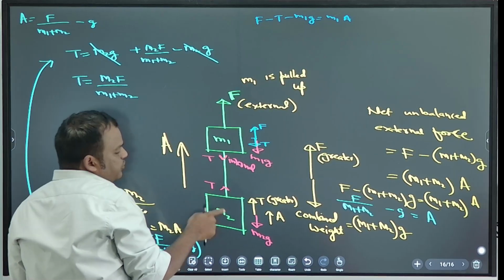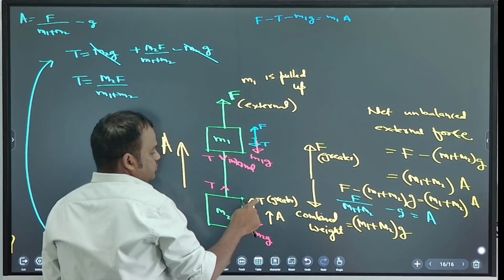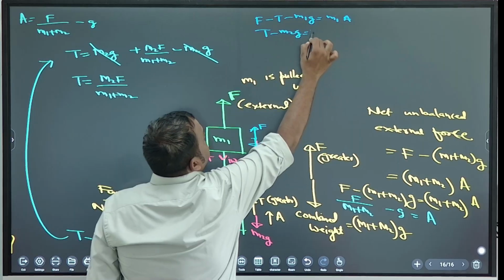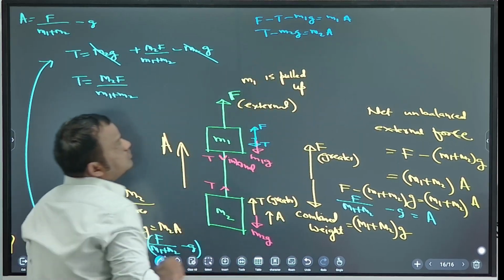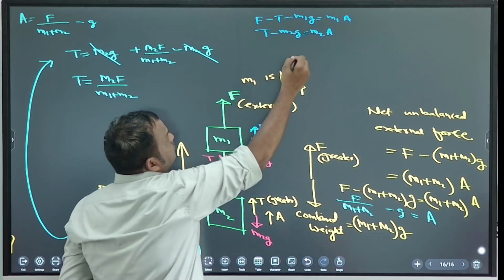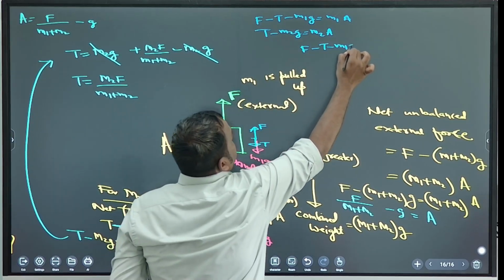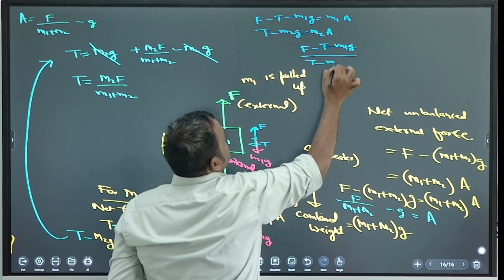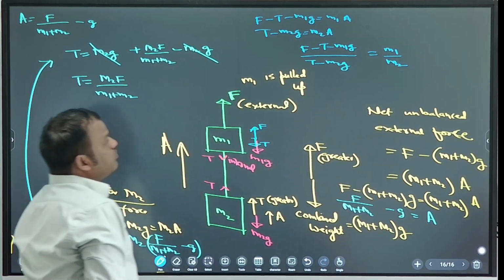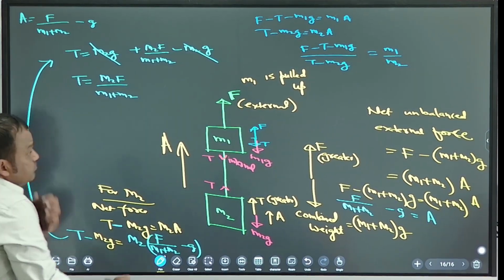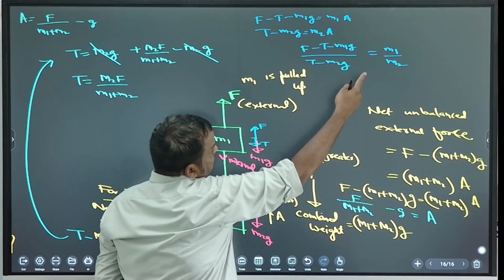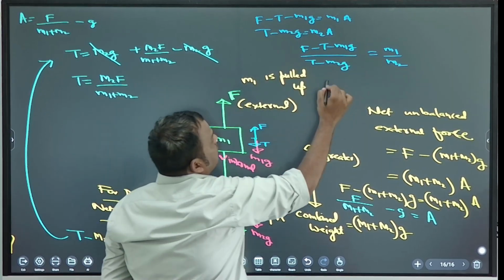If you consider only M2, what you write? T minus M2G is equal to M2A. Okay. Now divide these two, this by this. (F minus T minus M1G) divided by (T minus M2G) is equal to M1 by M2. Now you find T, cross multiply. Correct only, this formula we are getting. Okay, I'm just cross checking.